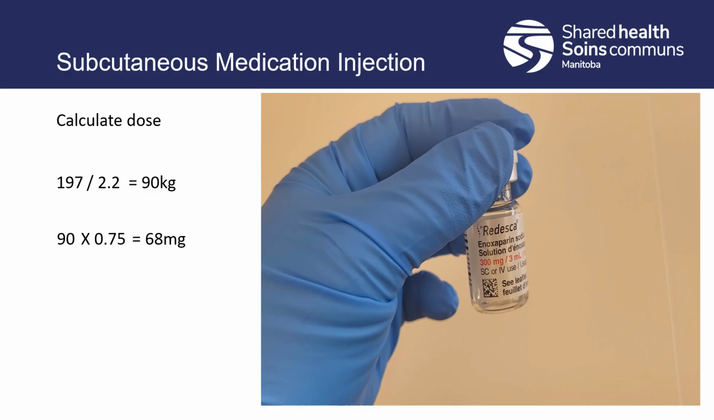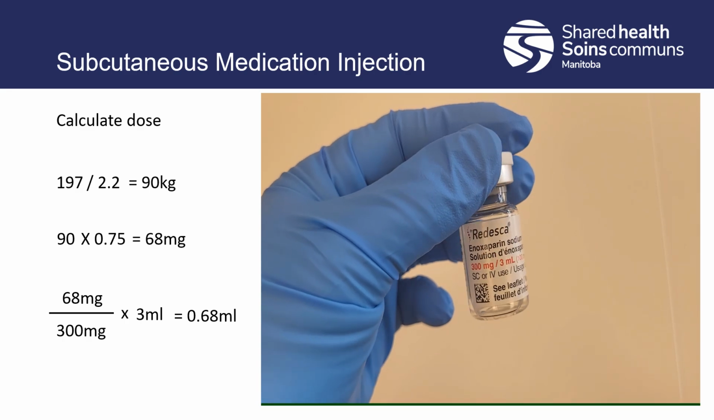Next thing we're going to have to figure out is how many mLs we're going to need to draw out of the vial there. So we do our dose desired. Our dose desired is 68 milligrams over our dose on hand, which as you can see on the vial there, is 300 milligrams in 3 mLs. So again, dose desired over dose on hand times how many mLs? 68 divided by 300 times 3, and we're going to draw 0.68 mLs.